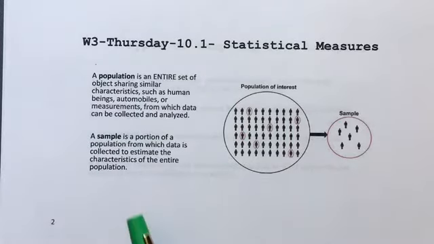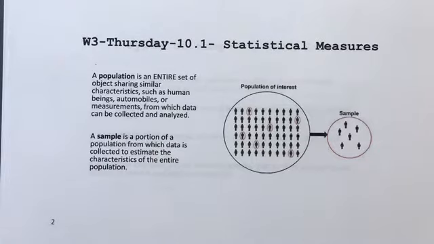A sample is a portion of a population from which data is collected to estimate the characteristics of the entire population. So instead of going to every single person in the United States of America and asking them what their favorite flavor of ice cream is, we could pick, let's say, 1,000 random people from across the country and ask them, and then from that we could say something about the preferences of the entire population.